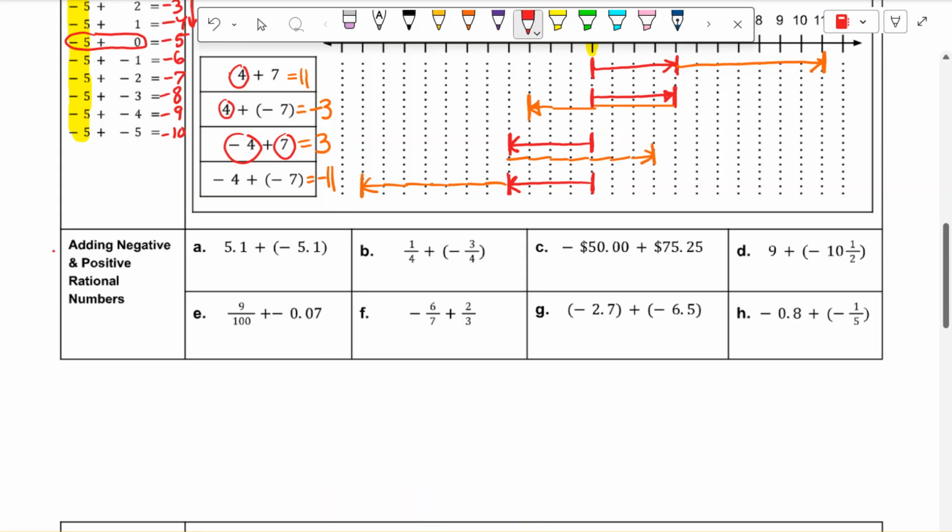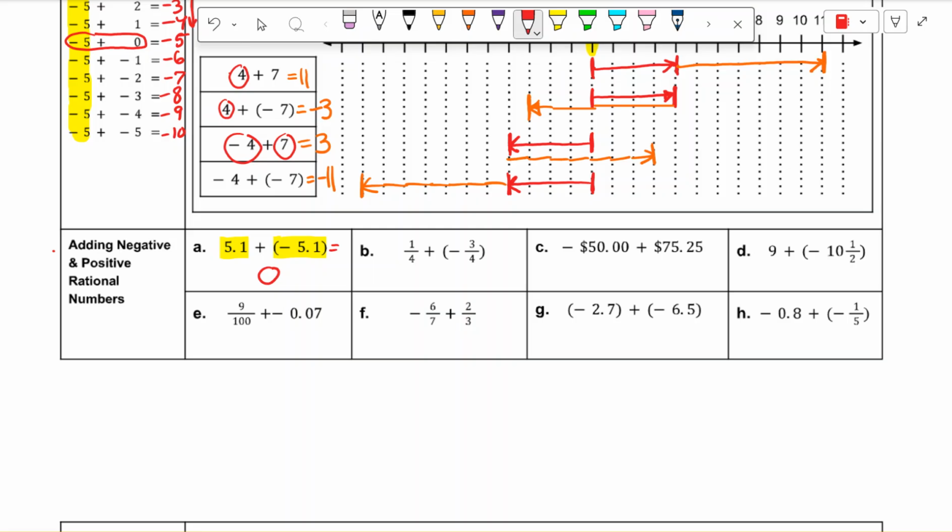Okay? So this very first one, this is 5 and 1/10. Make sure you're saying your numbers correctly. Plus negative 5 and 1/10. Now those are opposites, and you know that opposites always equal 0. So that was a nice and easy one.